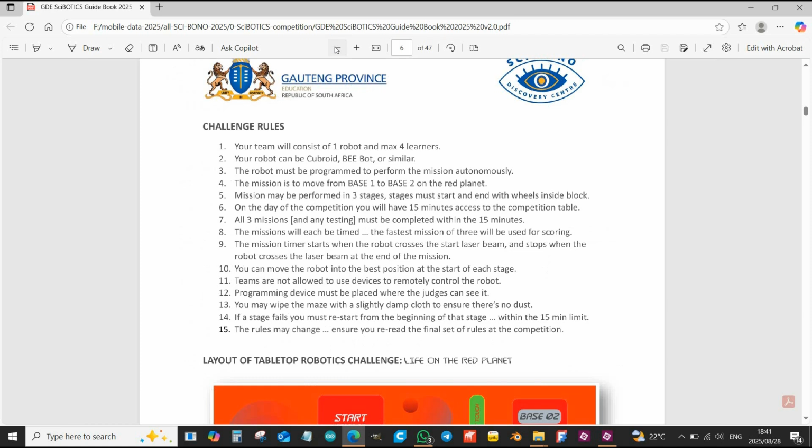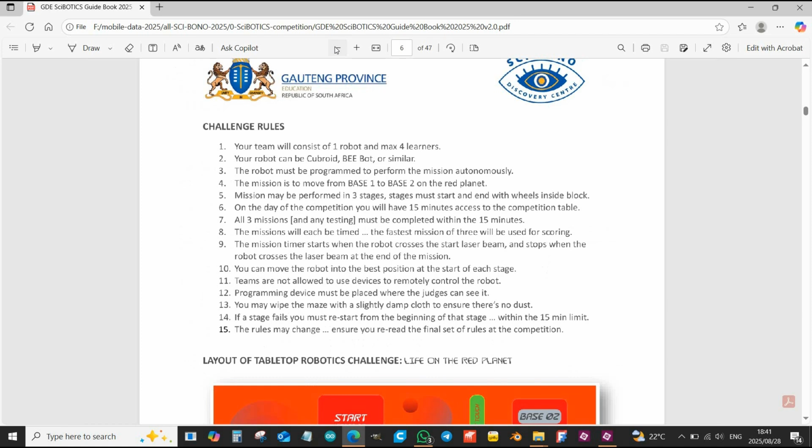The teams are not allowed to use devices to remotely control the robot. The programming device must be placed where the judges can see it. You may wipe the maze with a slightly damp cloth to ensure there's no dust. If a stage fails, you must restart from the beginning of that stage, and all this has to take place within the 15-minute time limit.